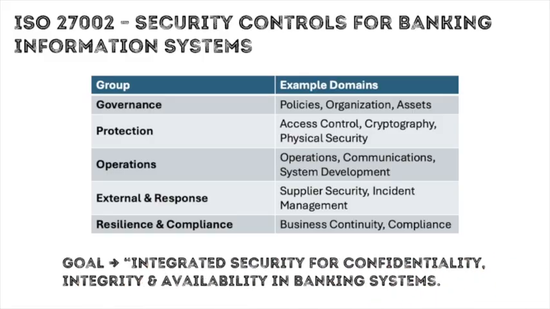In summary, ISO 27002 brings together all aspects of information protection, from governance and technology to people and recovery. By implementing these 13 domains, a bank achieves consistent security, resilience, and customer trust across its entire digital infrastructure.